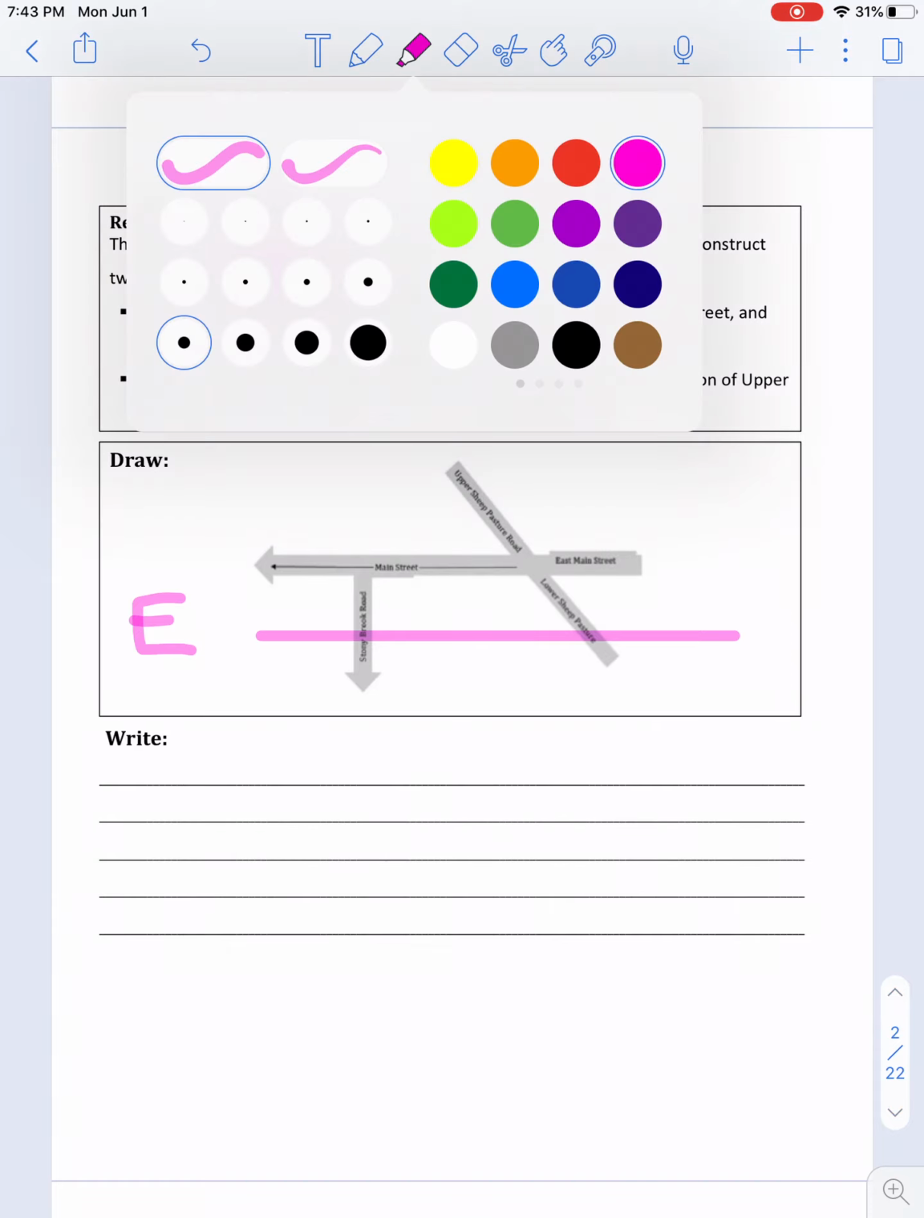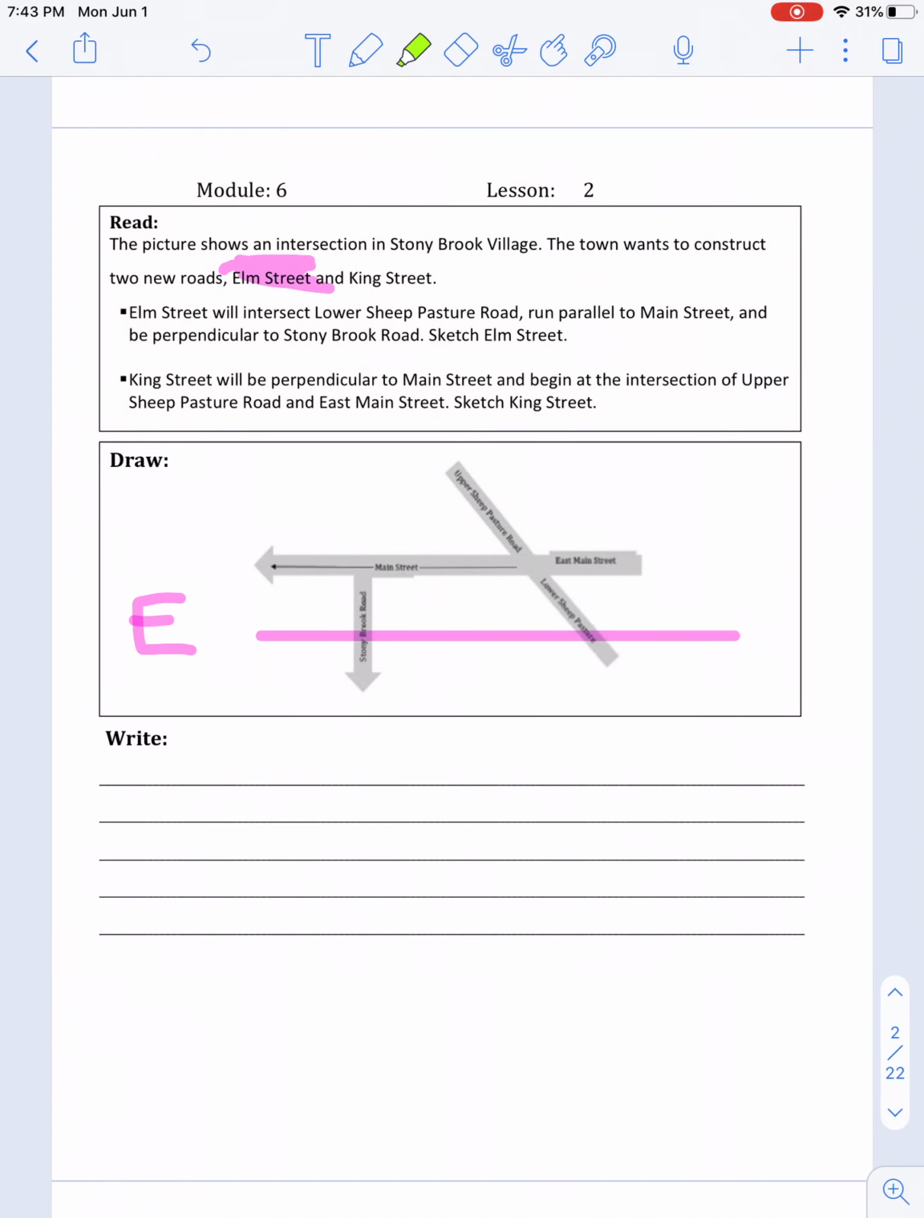Now I'm going to change to green, and let's talk about King Street. King Street will be perpendicular to Main Street, so that means it's going to run the opposite direction. So perpendicular is going to go this way. Okay. Up and down, vertical.